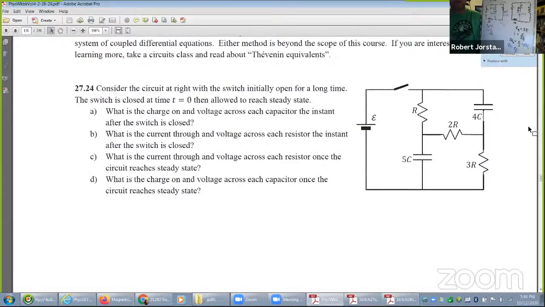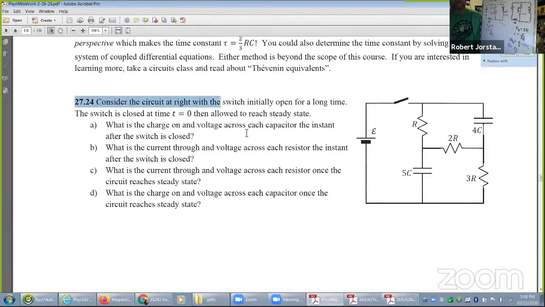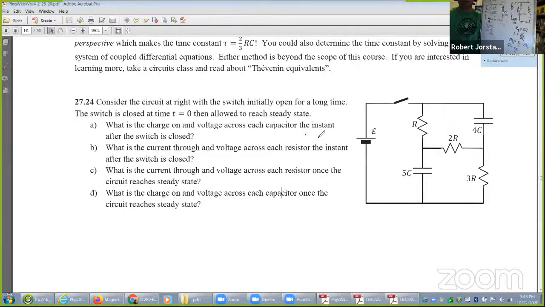Or you could do problems like this, where I give you complicated things and I don't ask you to get the functions of time. Instead, I ask for the initials and the finals, basically the t equals 0 plus state, and then this is steady state, or t equals infinity. That is the way I phrase this one. I'm going to leave this one for you to do at home.